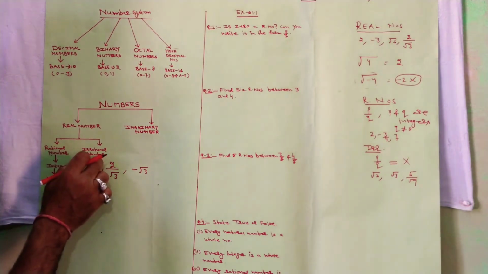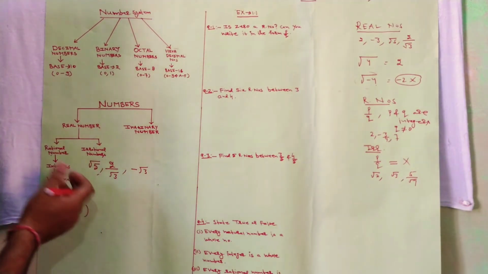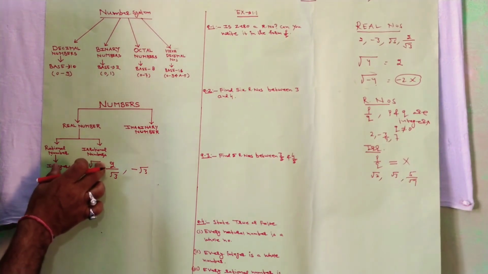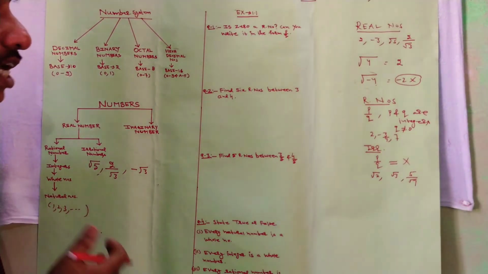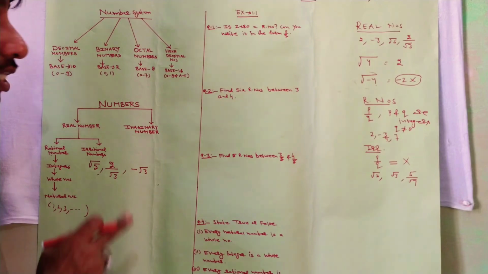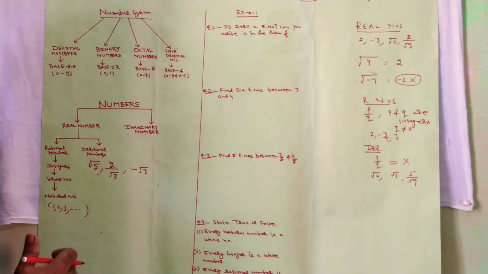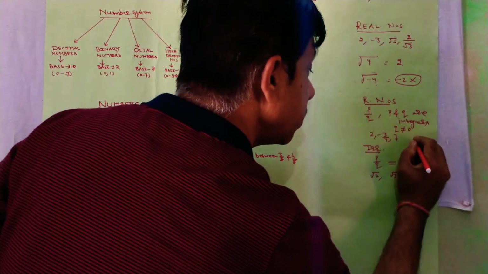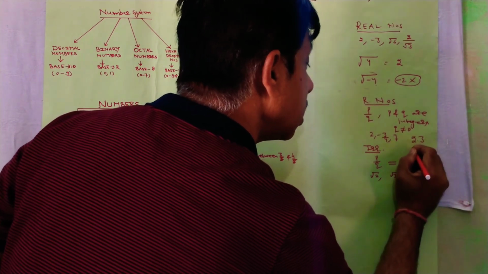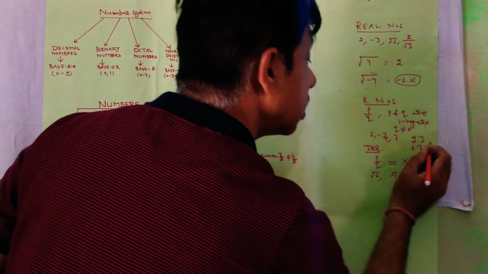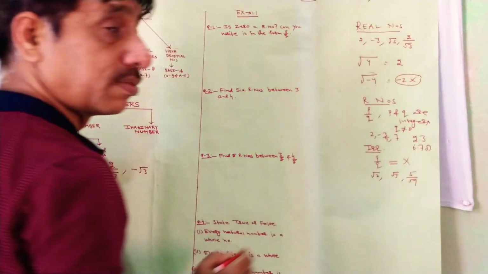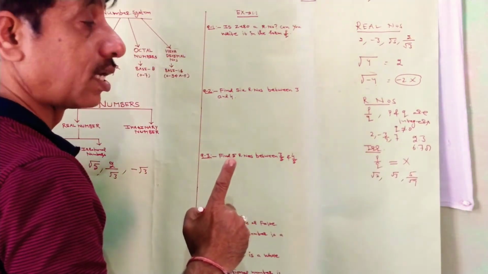Rational numbers and irrational numbers can also be classified on the basis of decimals. If you divide the numbers and you get a terminating decimal, then that is also called a rational number. For example, 2.3, 6.78. These are terminating decimals. These are rational numbers.